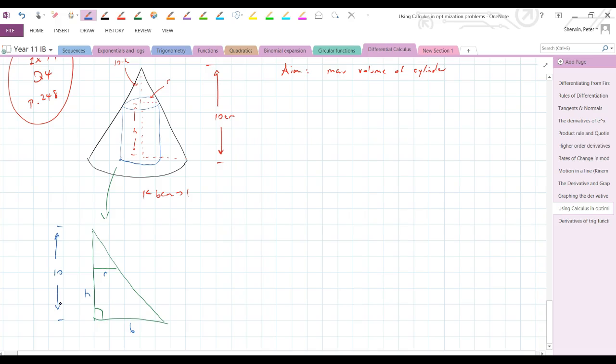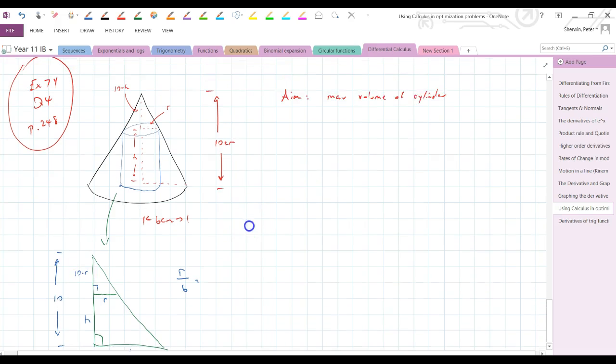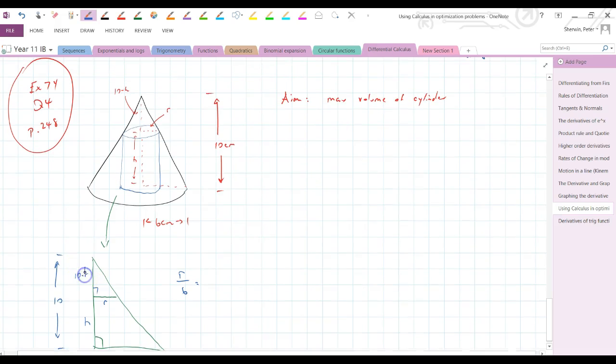So using similar triangles, we've got equal angles there, and we've got a common angle here. So we can say, therefore, that these triangles are similar, and therefore r over 6, small to large, is equal to small, which is this here, not h, but this here. This is 10 minus h, sorry.